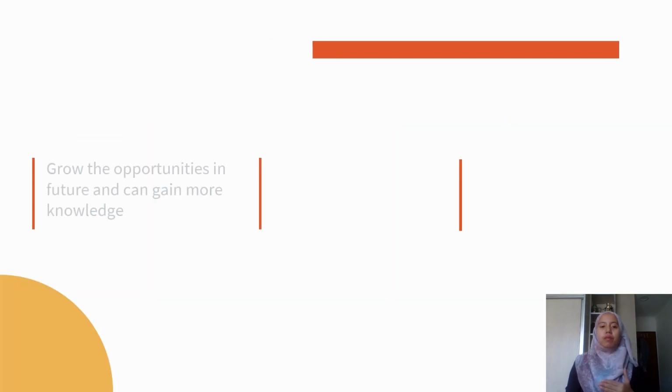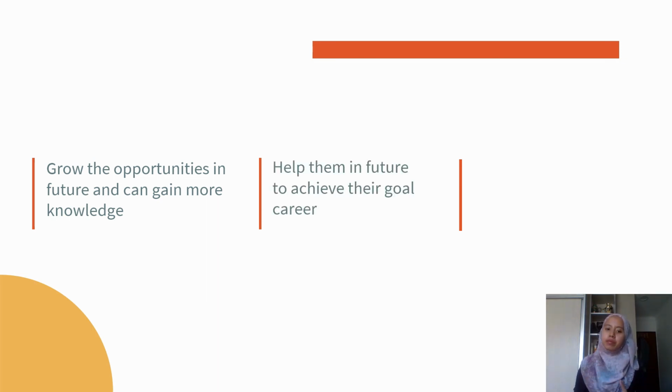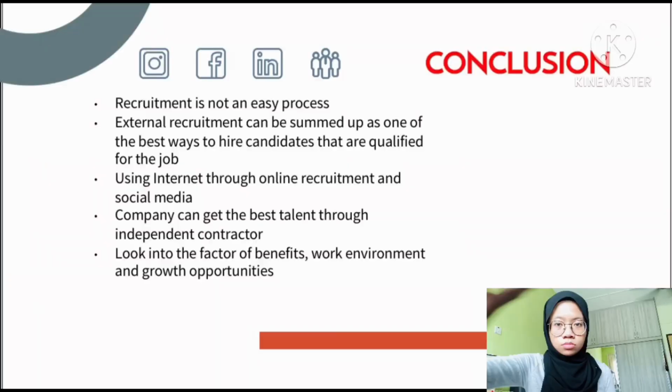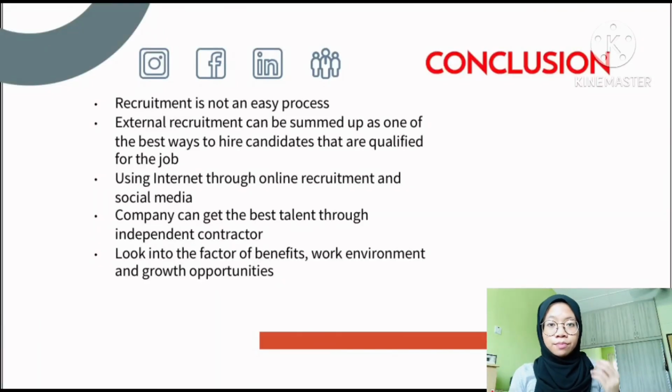When the company provides good training to their employees, they can grow their opportunities in the future and they can gain more knowledge of their jobs. Next, it will help them in the future to achieve their career goals. Last one is that the company can promote good employees to upper positions, or they can raise their salaries too.